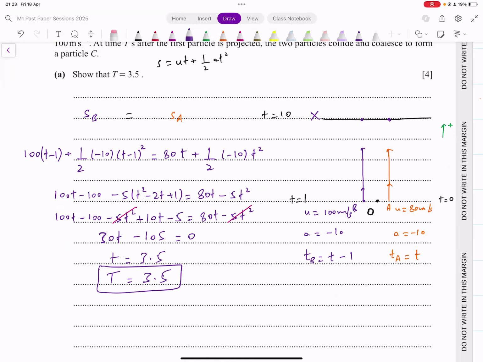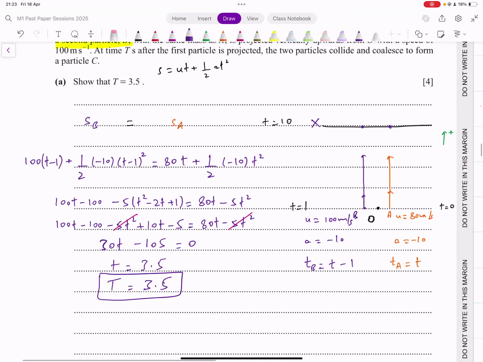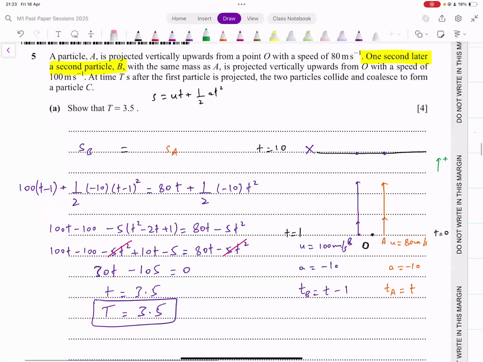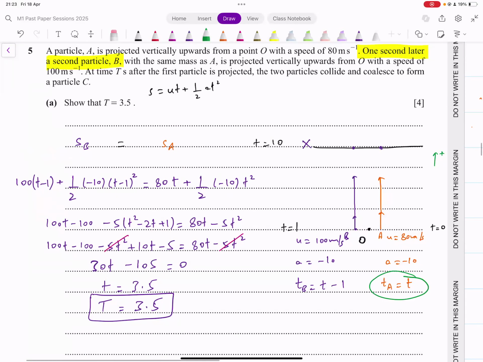So it was free fall. We just wrote down their values. We equated their displacements. If time for A was t, this is important, time for B will be t minus 1, the particle that's projected late. All right, so that's part A.